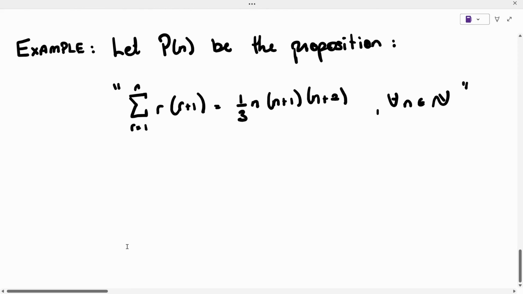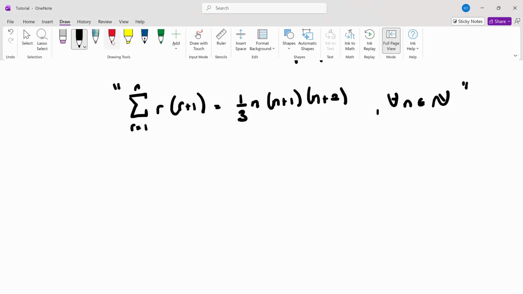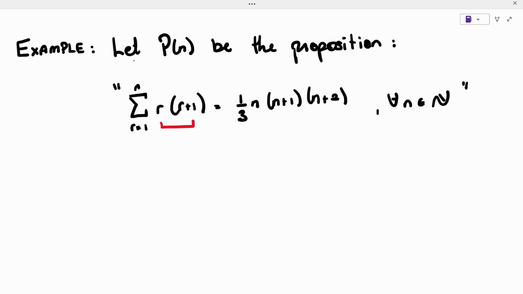All right. So our final example now is a series, right? We want to prove the proposition that the sum of r times (r plus 1) is equal to 1/3 n times (n plus 1) times (n plus 2) for all natural numbers. What are we adding up here? What is our summation? We are summing terms of the form r into (r plus 1).